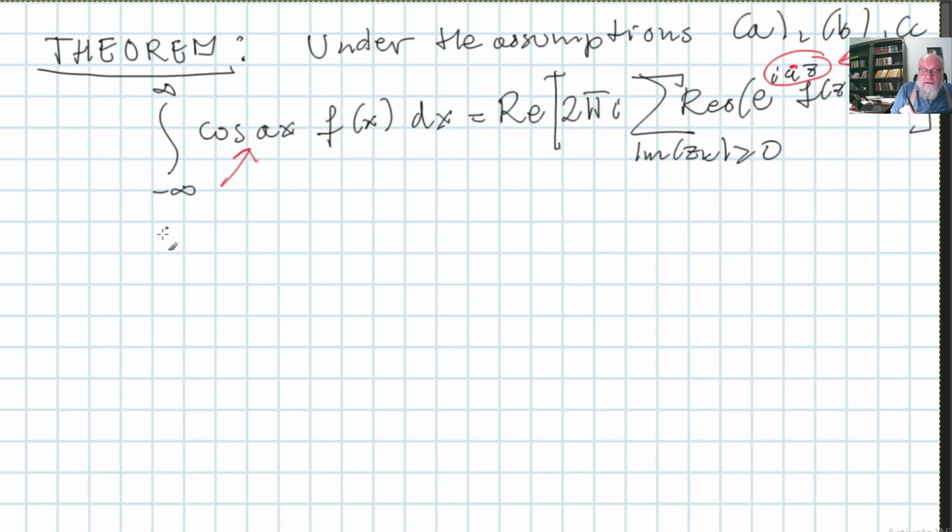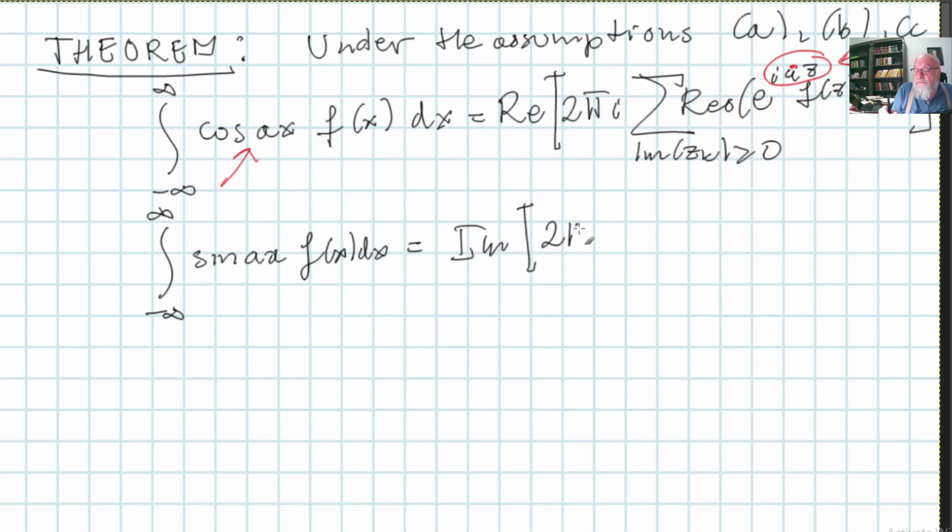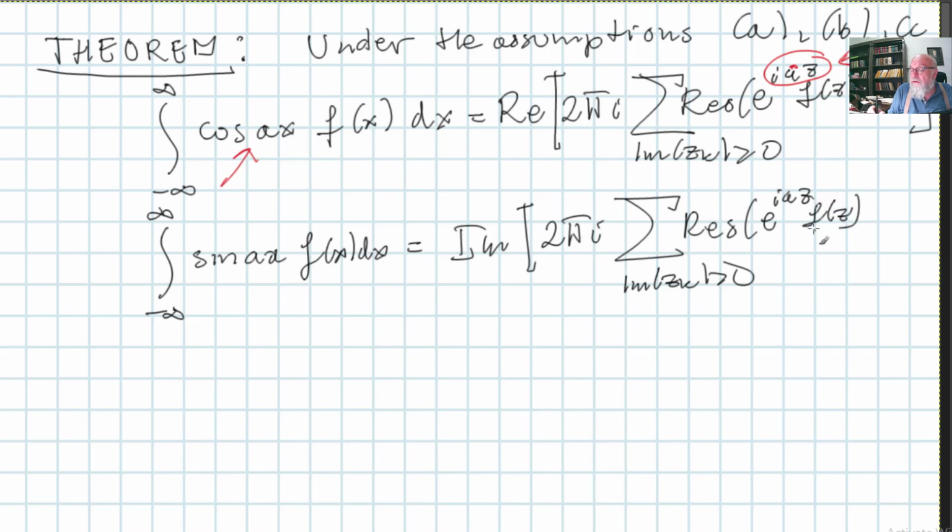e to the i a z, and similarly we are getting here that the integral from minus infinity of sine ax f of x dx will be equal to the imaginary part of 2 pi i times the sum over imaginary part of zk larger than 0 of the residue of e to the i a z f of z at zk, and that maybe is a good moment to stop.